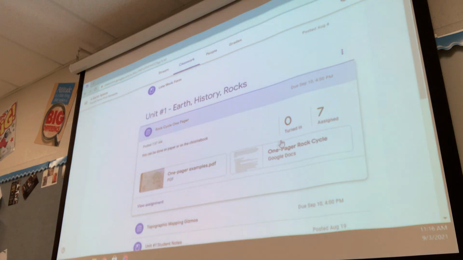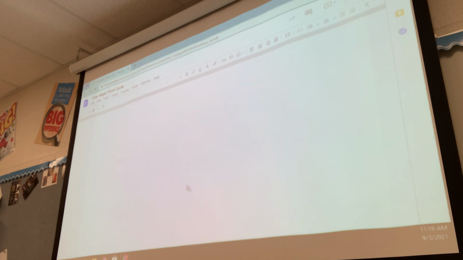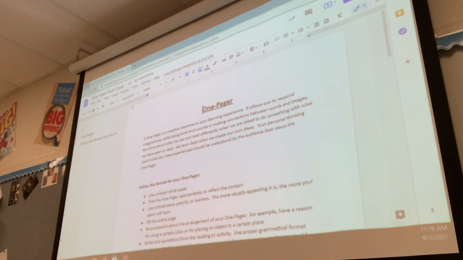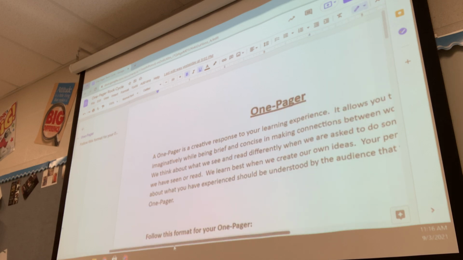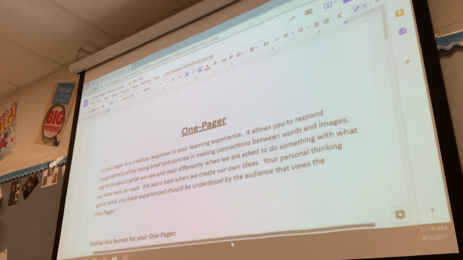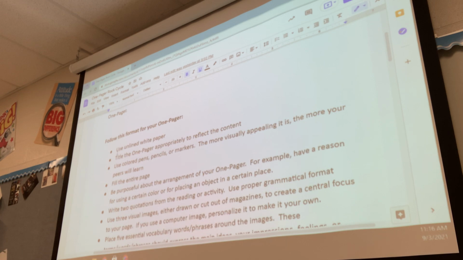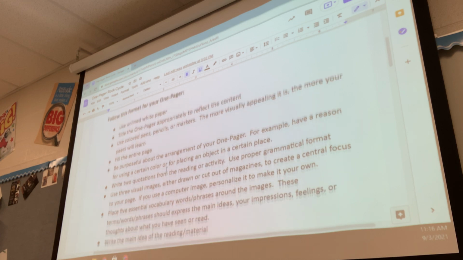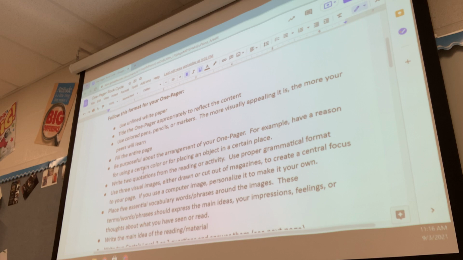And let's go over the instructions really quick together as well. Let's make it a little bigger. Okay. So here are the instructions for the one pager. Unlined white paper, or you could draw it on your Chromebook. The title, and then colored pencils, whatever needs to be colored. And you do need to fill the entire page. You want to think about it. It's not just something you throw together randomly. You want it to have a purpose and be well organized.